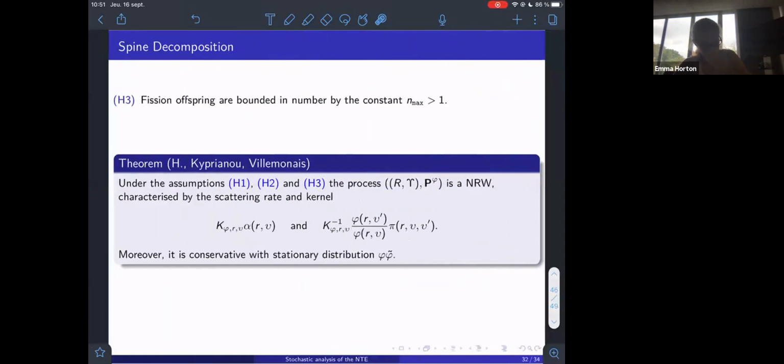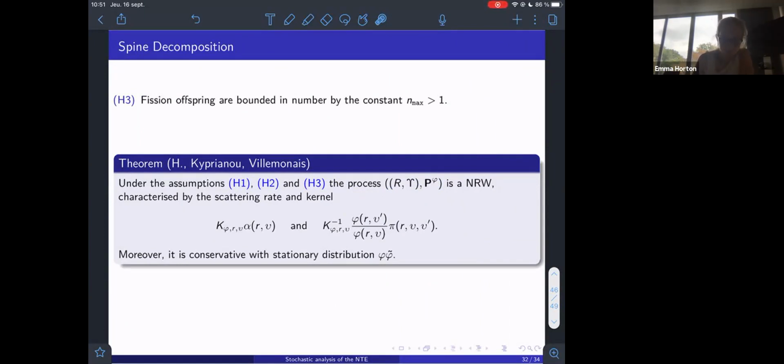So I'm just going to introduce a third hypothesis, which is that the fission offspring is bounded by some maximum constant n max. And this is not restrictive because there are only a finite number of neutrons in the universe, if you like, so this is fine. This is realistic, at least.